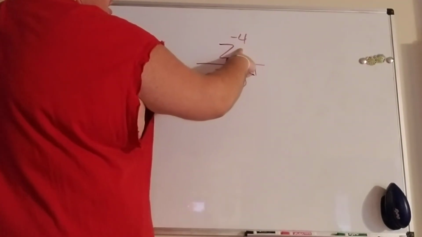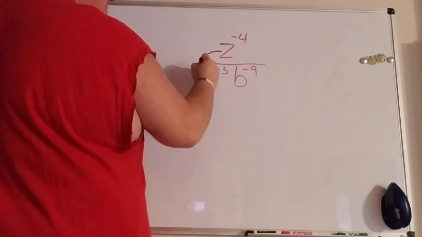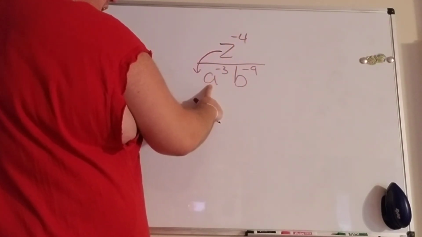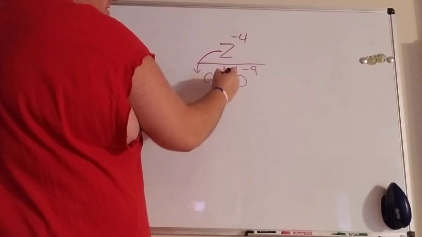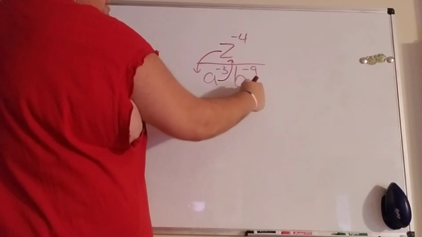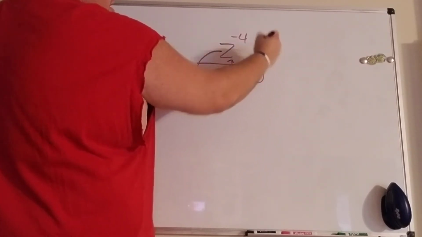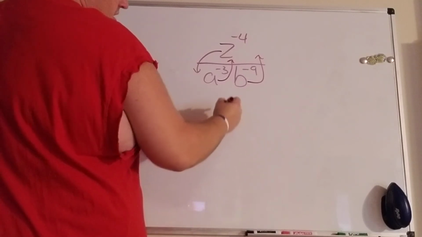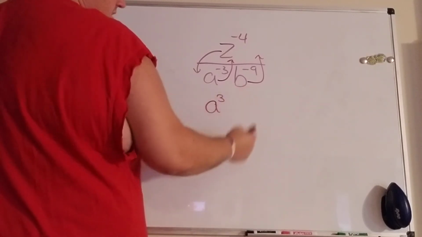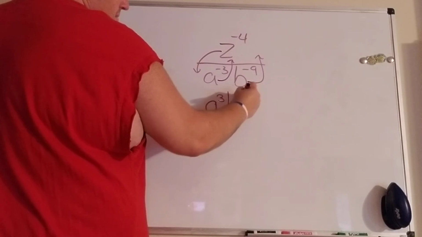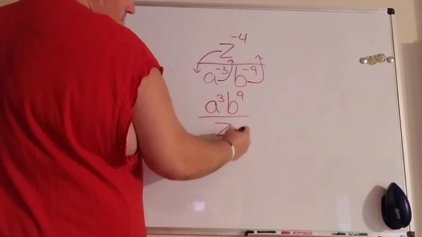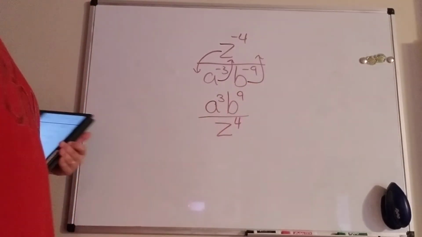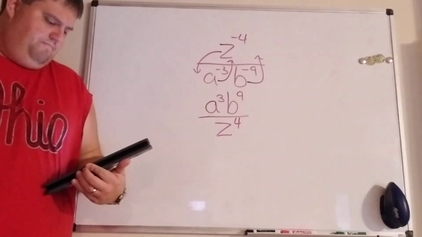So this one, it's negative, I got to move it to the bottom. This one's negative, a, it's already on the bottom, so I'm going to move it to the top. Same thing with b, already negative, it's on the bottom, we move it to the top. So the a will move to the top, become positive. The b will move to the top, become positive. The z will move to the bottom and also become positive. Woo!